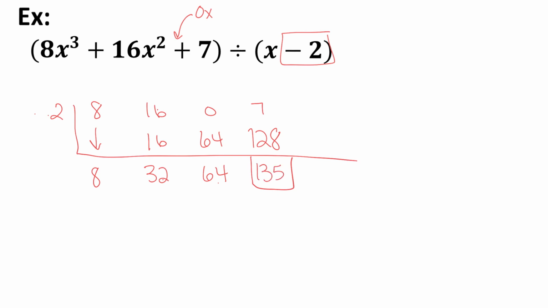135. So, since I started with an x to the third, you're going to go 1 down. This is x squared, this is x, that's your constant and remainder. So your answer would be 8x squared plus 32x plus 64 plus my remainder of 135 divided by x minus 2.